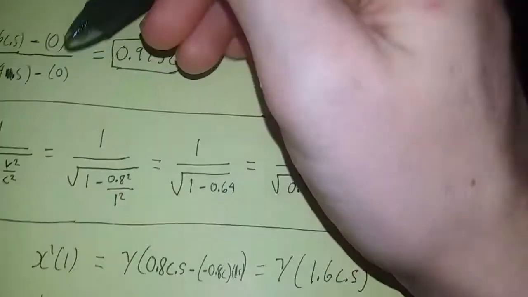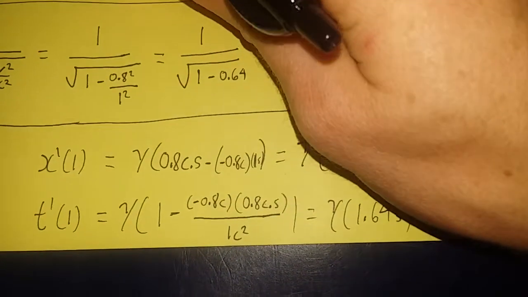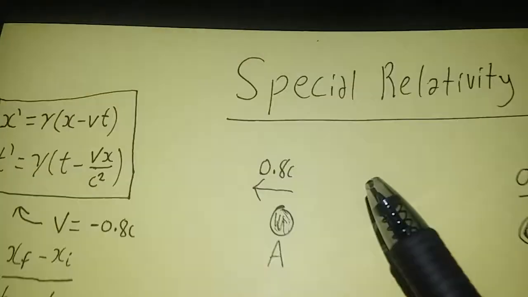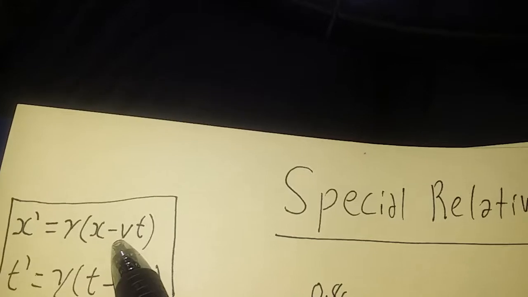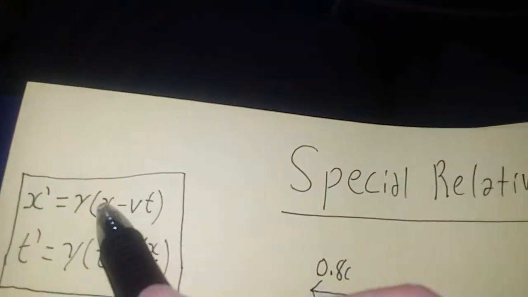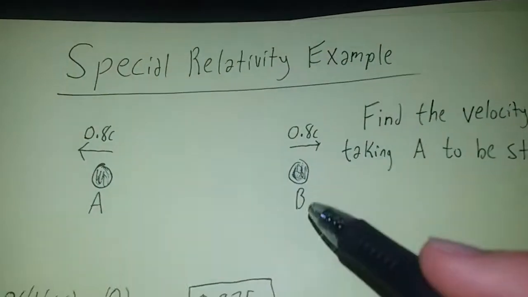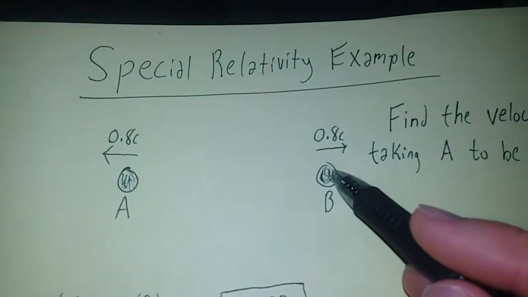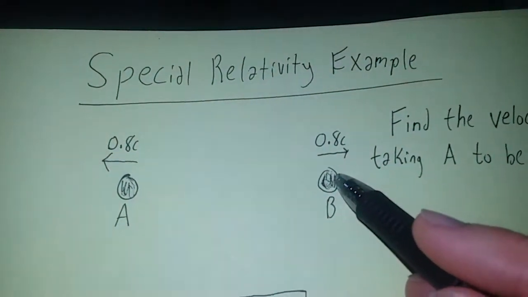Now we have to find x prime and t prime when t equals 1. So let's go back up here. X prime equals gamma times x minus vt. What is x going to be? X is going to be our velocity times 1 second because we're taking t to be 1 second.